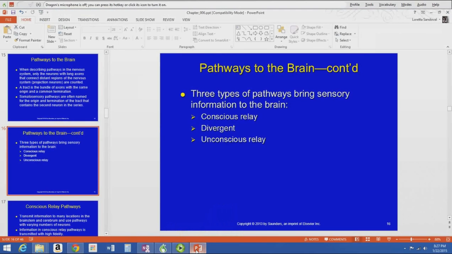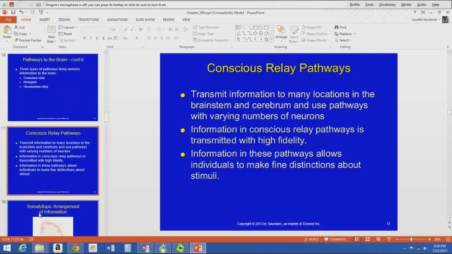The 3 pathways that bring sensory information to the brain are the conscious relay pathway, the divergent pathway, and the unconscious relay pathway. Okay, now I'm gonna go over the conscious relay pathways again, and then we'll get into the details about the divergent pathways. So the conscious relay pathways transmit information to many locations in the brainstem and cerebrum, and they use pathways with varying numbers of neurons.